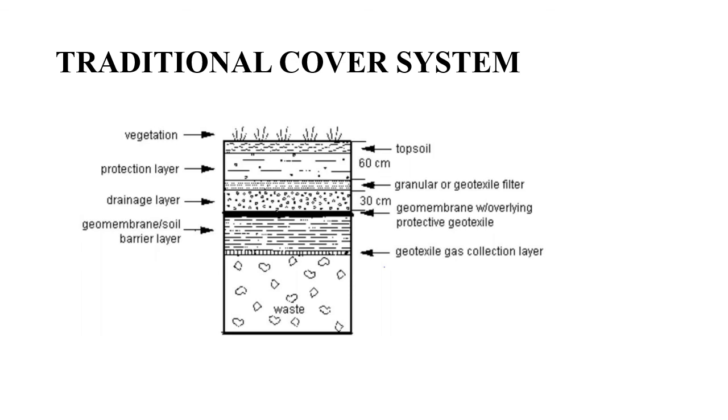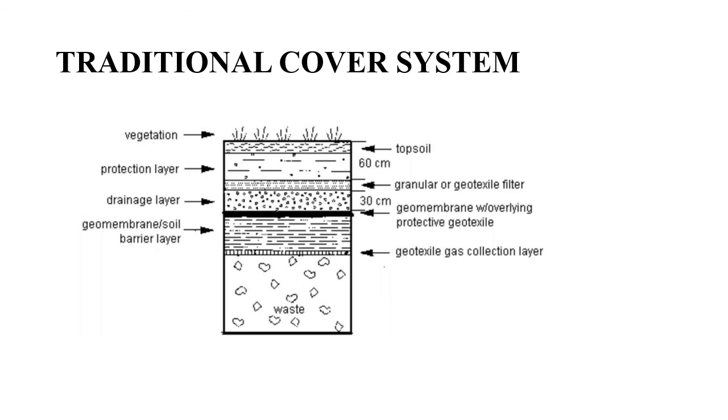Okay, so just below the vegetation, what you have is a topsoil. Obviously this will support the vegetation which is coming over it, and that is the purpose of the topsoil. It will be some 60 centimeter, and then it will also be made up of some natural soil, cobbles, other natural soil, gravels, etc. Then you have protection layer which will be of 90 centimeter. Actually the 60 centimeter is for the topsoil.